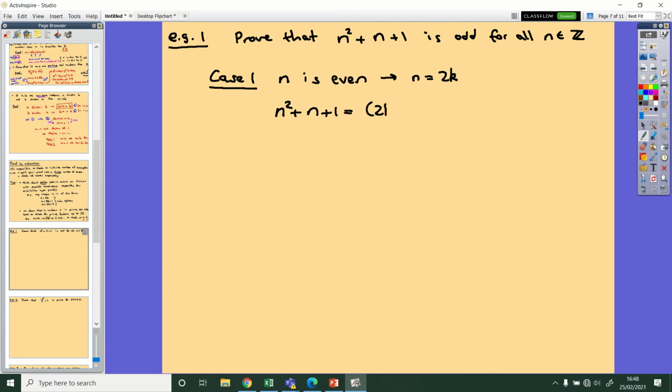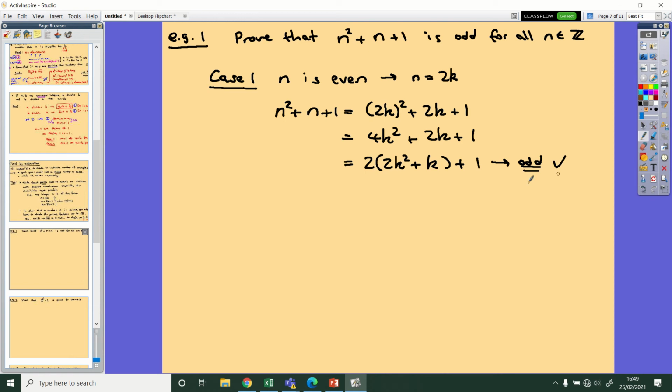So this will be 2k all squared plus 2k plus 1. That's then 4k squared plus 2k plus 1. And then to show that that's an odd number, you need to be able to show that it's 2 times something plus 1. And I can easily do that. I can take 2 out of these terms and I get 2k squared in the bracket plus k, and then we're done because this is odd. Okay, so case 1 is proved.